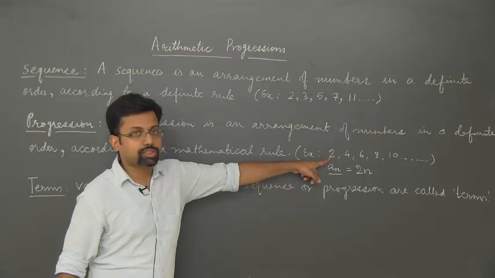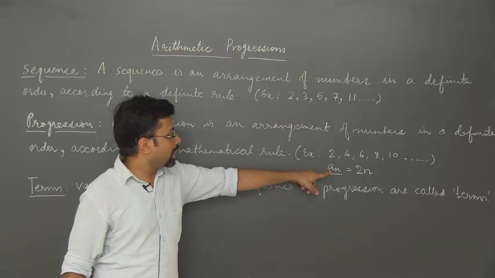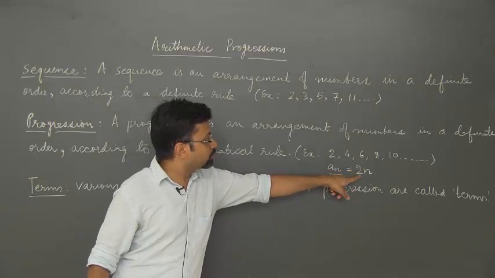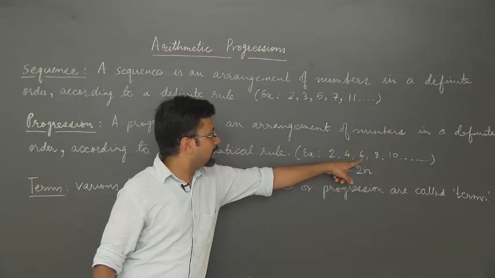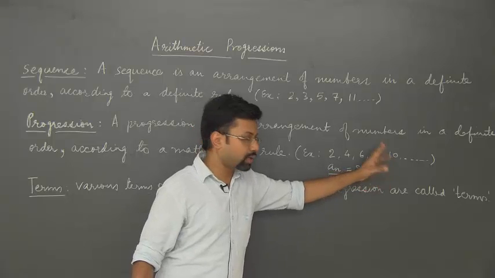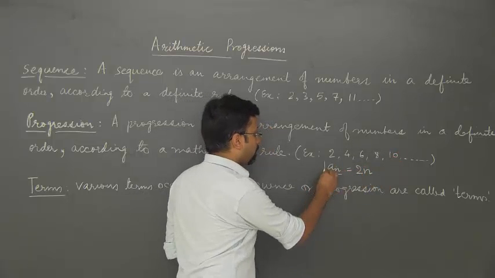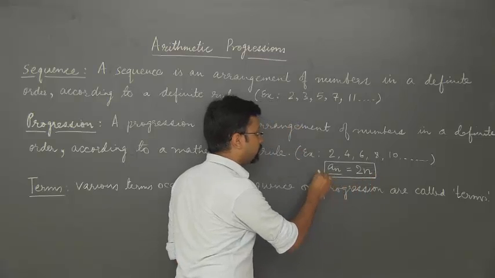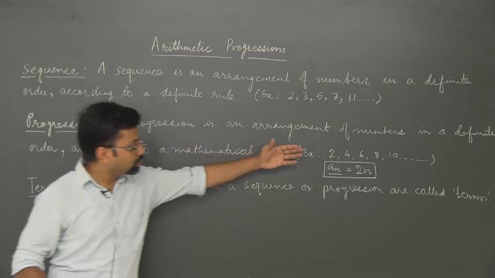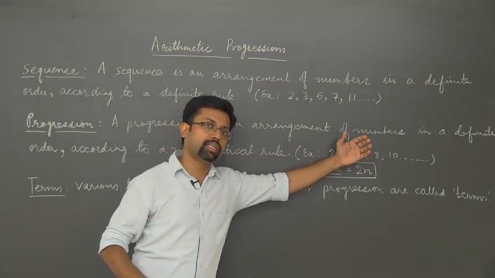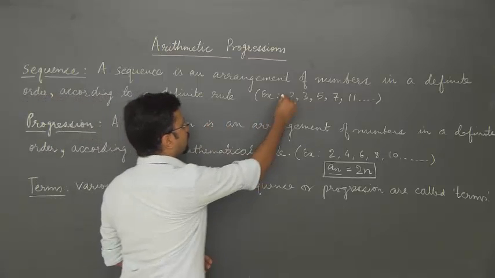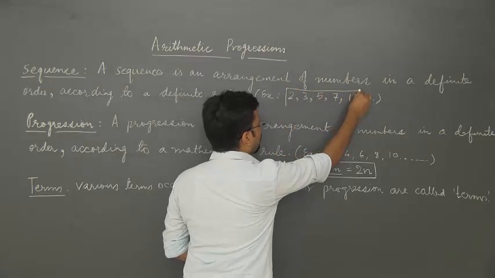For example, this is the first term, so this would be called A1. A1 is what? 2 into 1. What is A2? A2 is 2 into 2. What is A3? A3 is 2 into 3, 2 into 4, 2 into 5 and so on. So there is a definite mathematical rule that governs this particular given sequence of numbers and hence this sequence of numbers 2, 4, 6, 8, 10 etc. is called a progression.